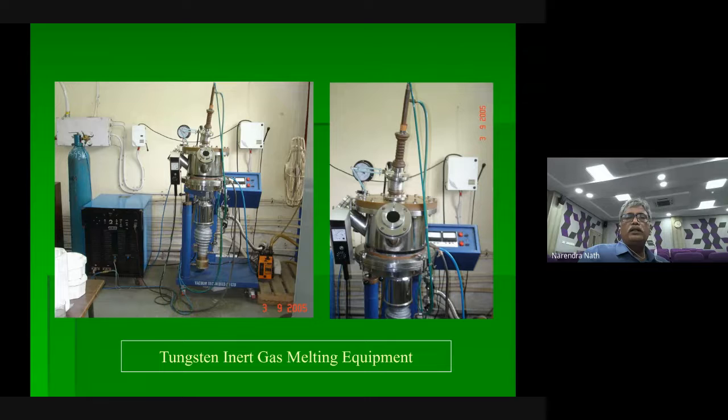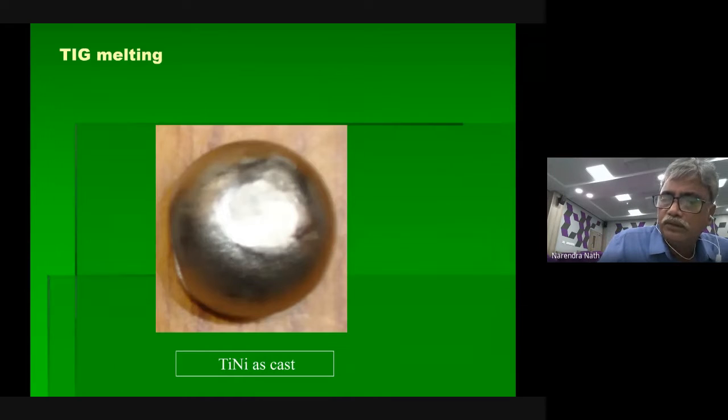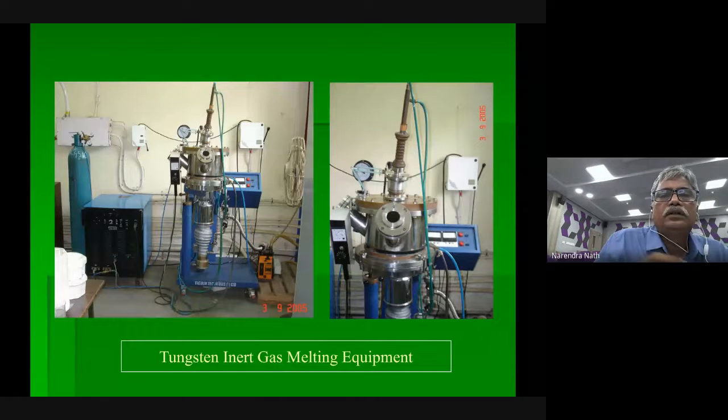And this is the facility we used. This is the tungsten inert gas melting equipment, available in our lab. Just a minute, okay, I'll go back. This one we can remove. If you open it, I didn't put that figure, I am sorry. This is a glass window. You can open and see.